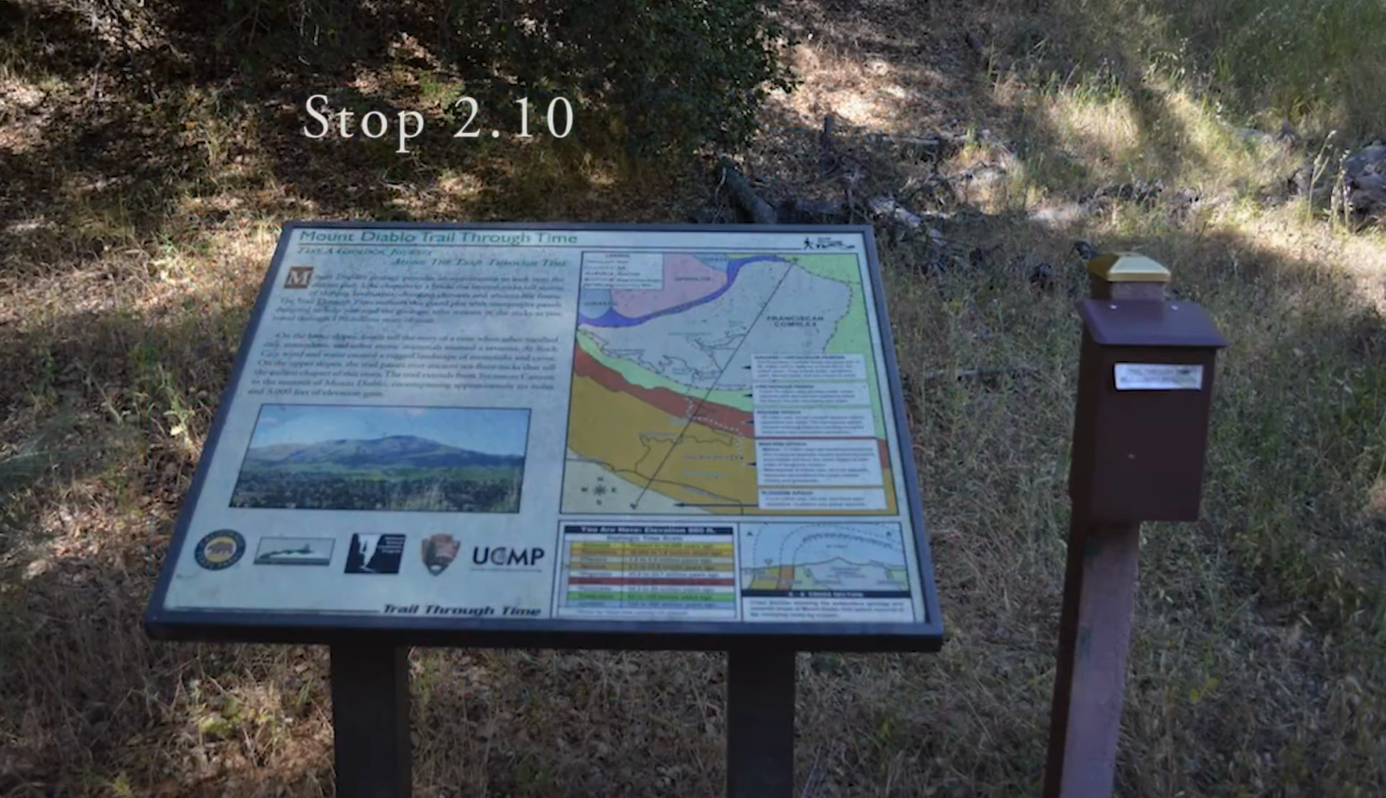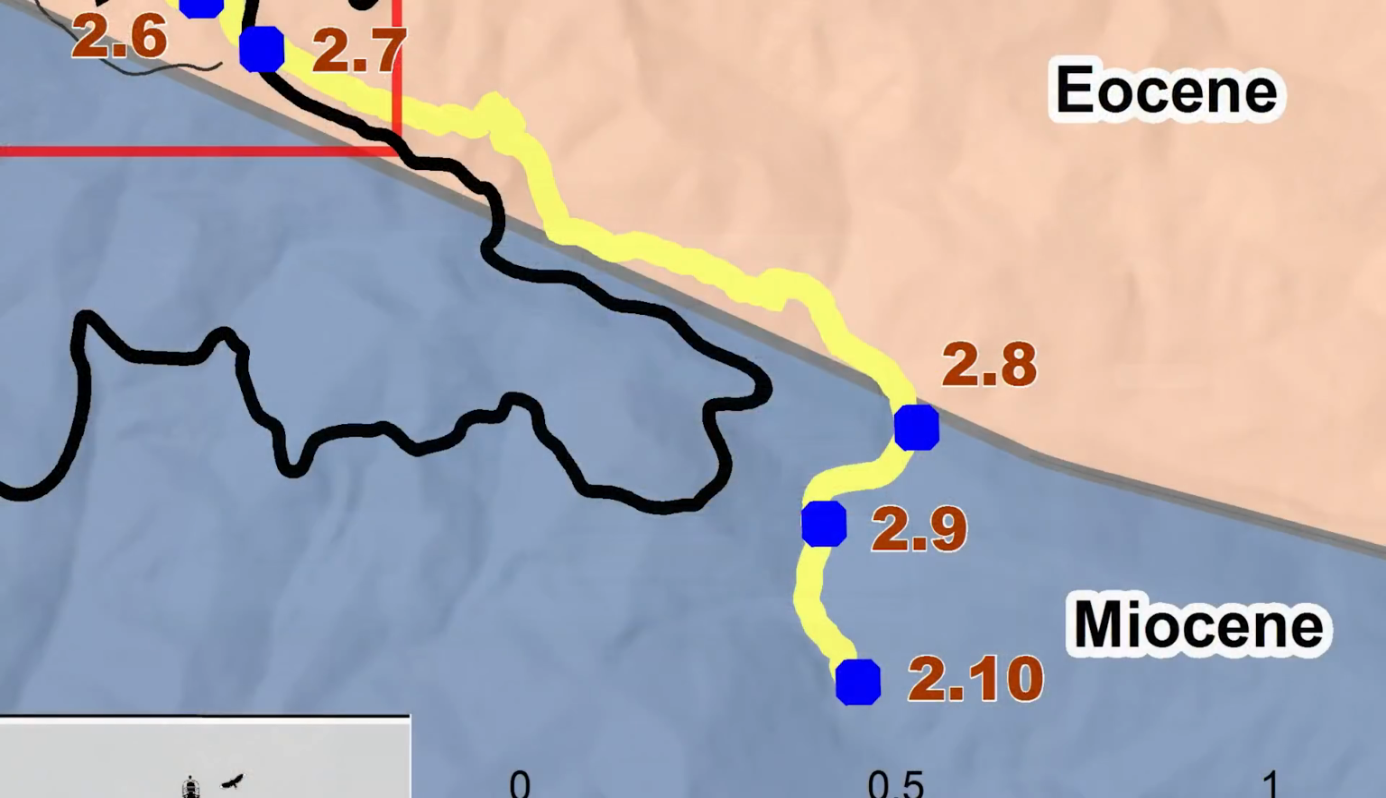There's one more sign a short way down the road, just before you get to the park boundary at the Blackhawk subdivision. That's stop 2.10, and the end of the trail through time. There you'll see the rock that marks the transition between a time when Mount Diablo was covered with a shallow sea and when it became dry land.